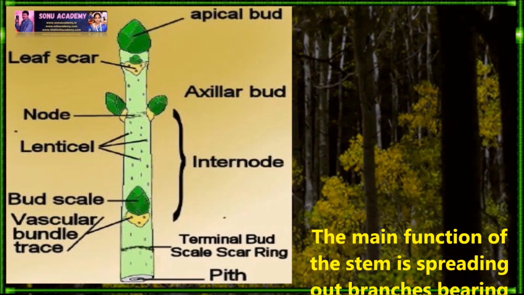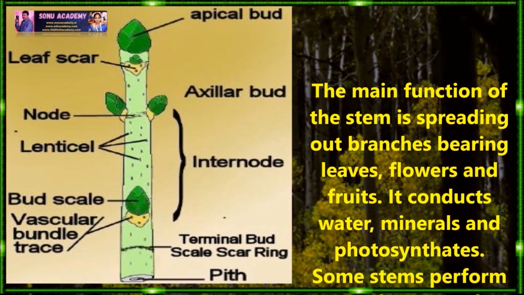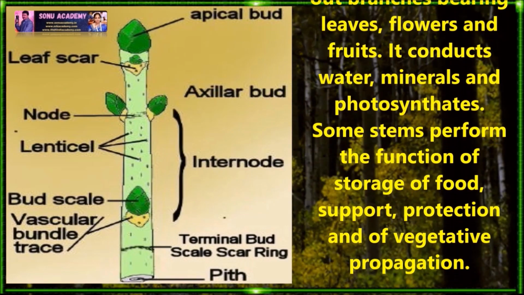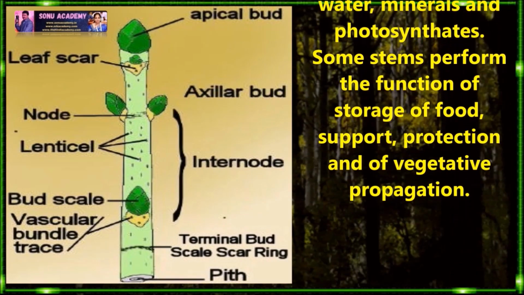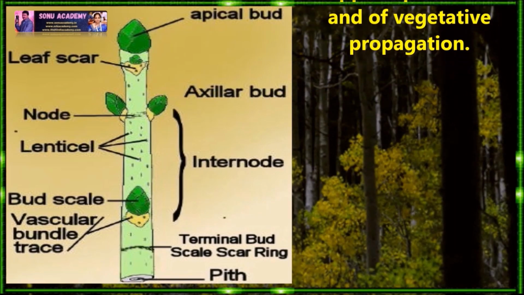The main function of the stem is spreading out branches, bearing leaves, flowers and fruits. It conducts water and minerals and performs photosynthesis. Some stems perform the functions of storage of food, support, protection and vegetative propagation.